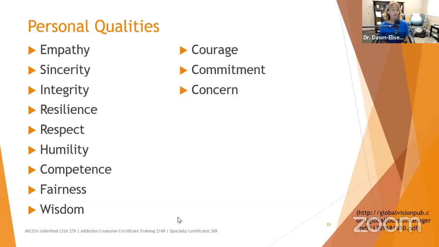We need to be fair. We need to be smart. We need to be courageous, committed, and concerned.